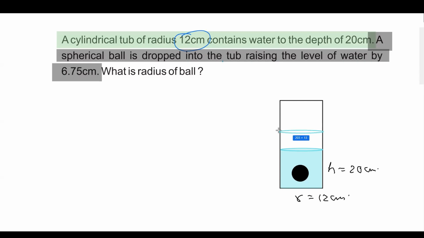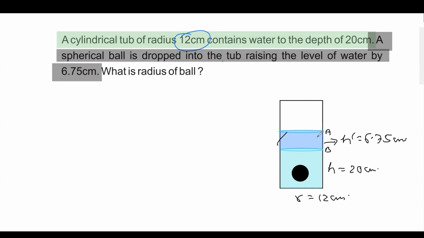And let's say this is the new level of water after placing it. And it has risen by how much? As per the question, it has risen by 6.75. So H dash is what? From here to here, right? This I'll take as H dash. H dash is 6.75 centimeter.